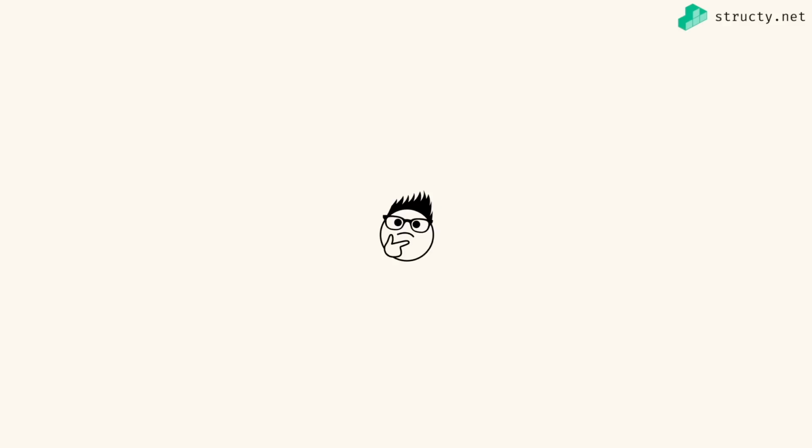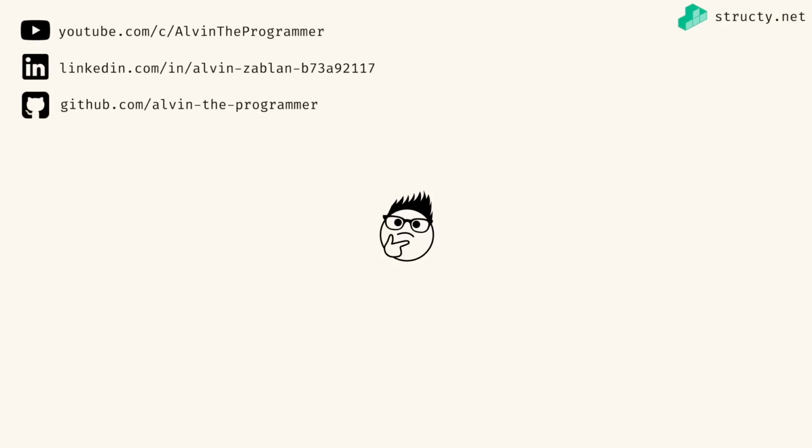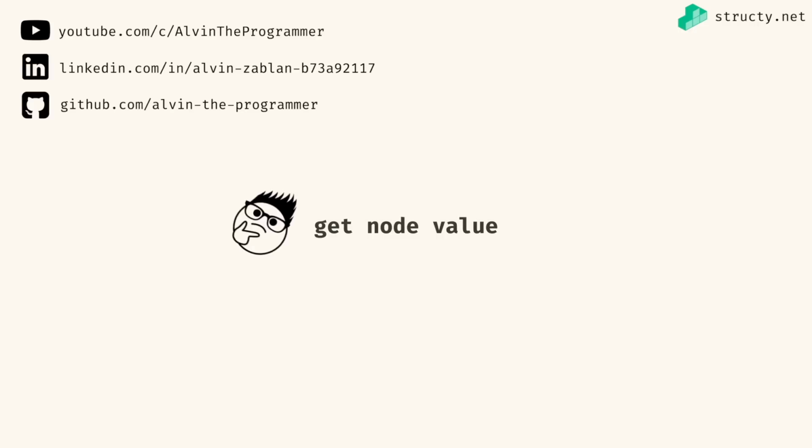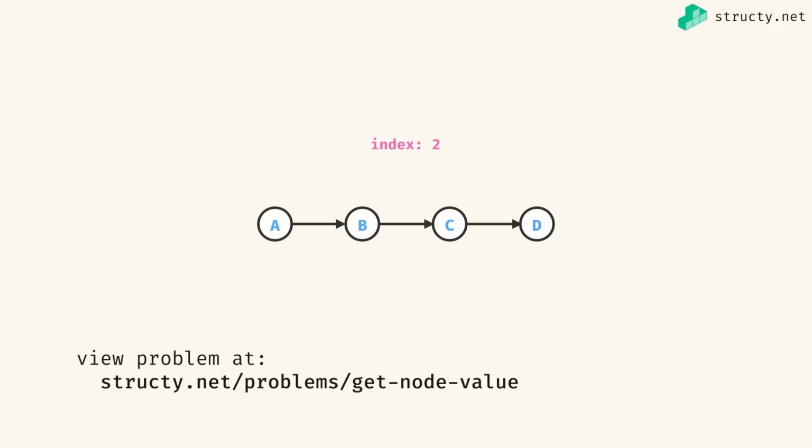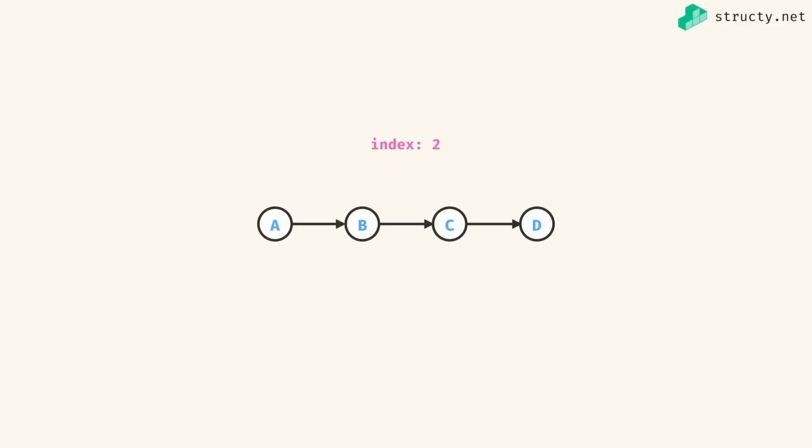Hey programmers, Alvin here. Right now I want to go over the approach we can use for this get node value problem. So in this problem, we're going to take in a linked list, and what we want to do is also accept an index as input. And what we want to do is really return the node's value at that given index, and we will start counting our indices at 0. In other words, we'll consider the head of our linked list as having index 0.